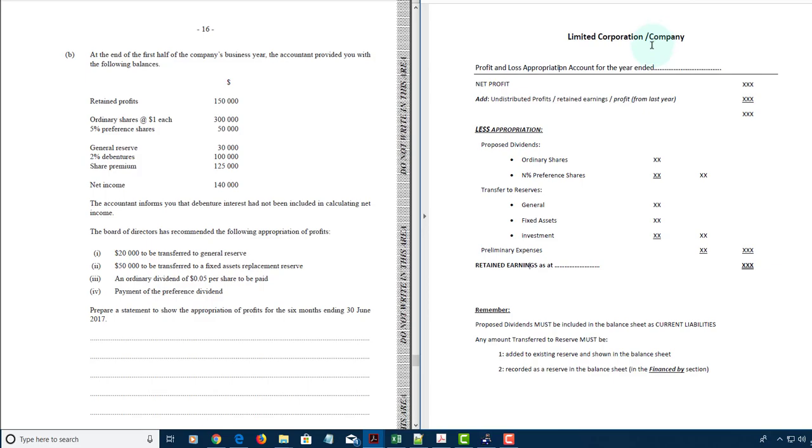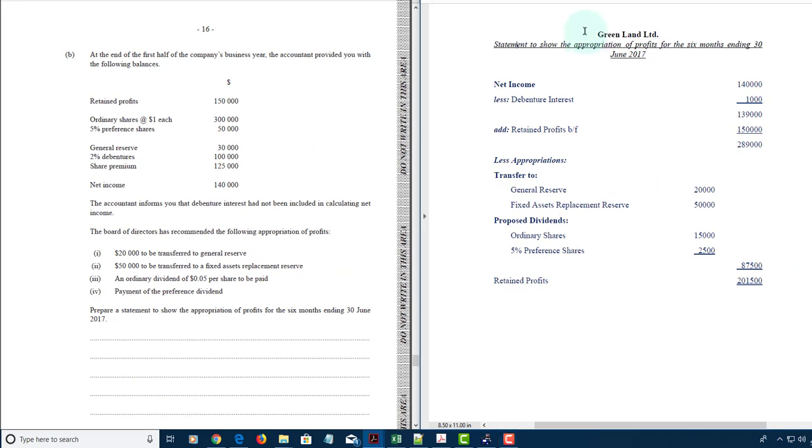So let's look at that appropriation account as it relates to the given question. You'd start the appropriation account by indicating the name of the organization, Greenland Limited, followed by an appropriate title. I wrote statement to show the appropriation of profit for the 6 months ending 30th June 2017. An even more suitable title would be appropriation account for the 6 months ending 30th June 2017. You would start with your net income and you would less your debenture interest in this question.